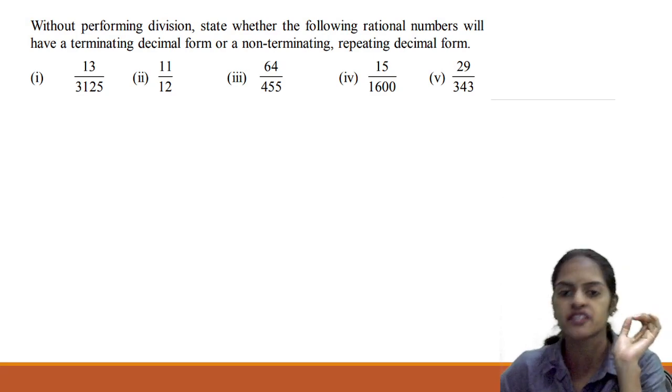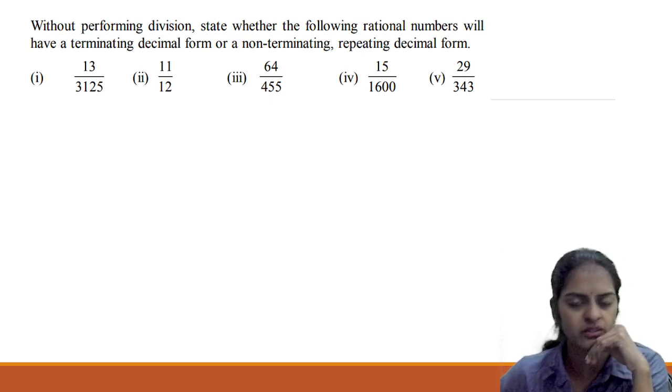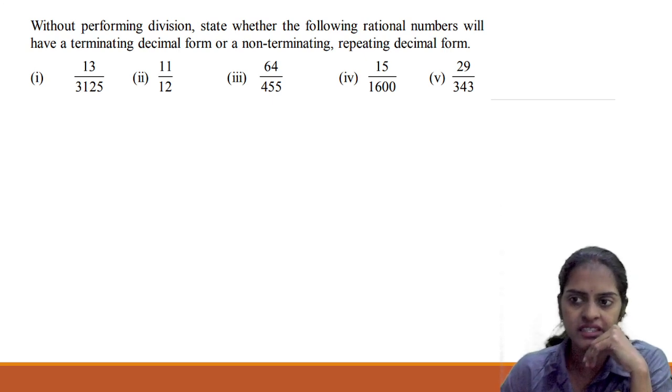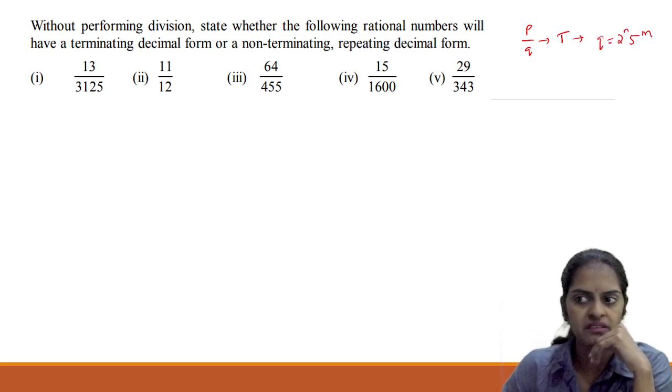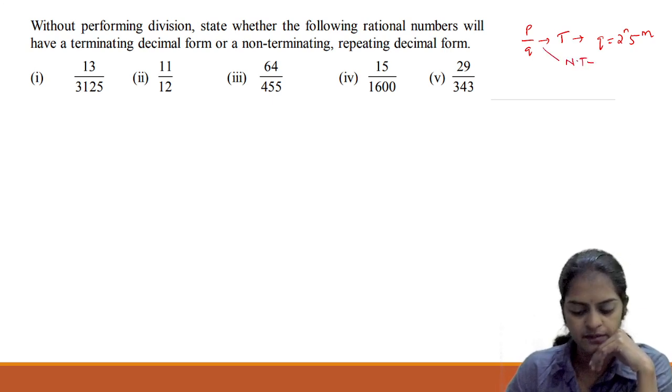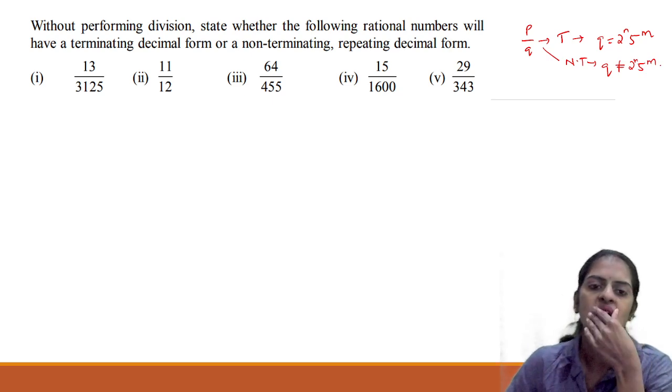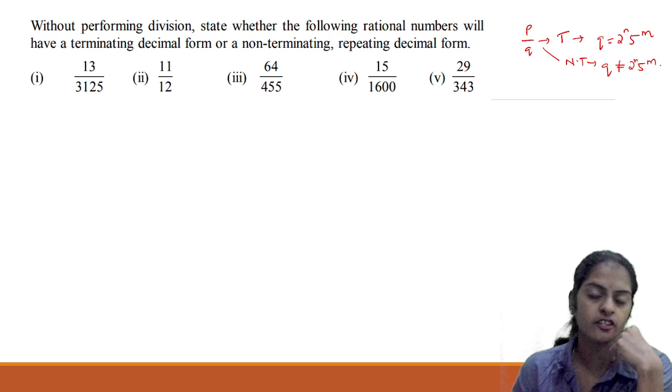Without performing division, state whether the following rational numbers will have terminating or non-terminating decimal expansion. So, what is the theorem we have learned? If this p by q, it has terminating decimal expansion if q is of the form 2 power n 5 power n. It will have non-terminating decimal expansion if q is not of the form 2 power n 5 power n. So we need to concentrate on q.